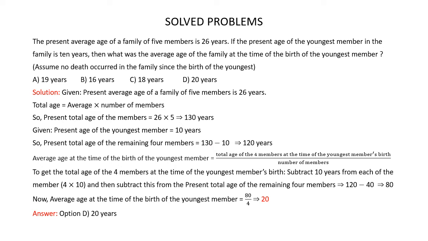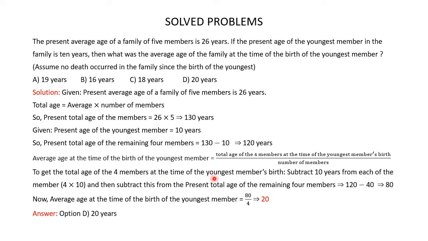Now we are asked to find the average age of the family at the time of the birth of the youngest member. So average age of the family at the time of the birth of the youngest member is equal to total age of the 4 members at the time of the youngest member's birth divided by number of members. Now we know that the present total age of the 4 members excluding the youngest one is 120 years.